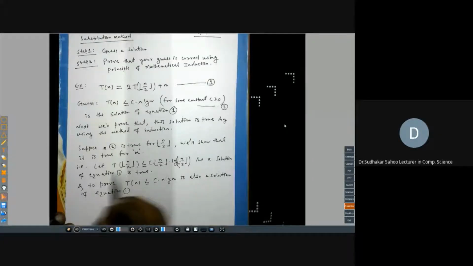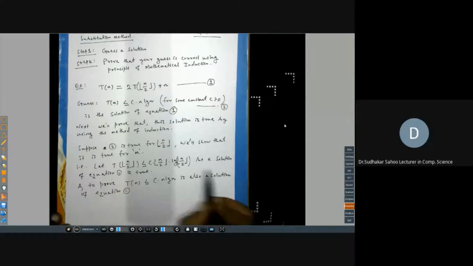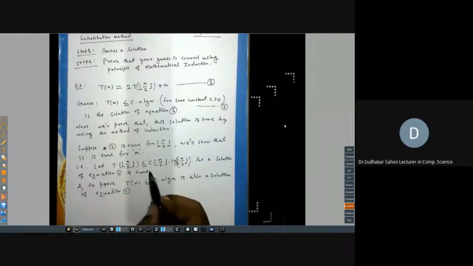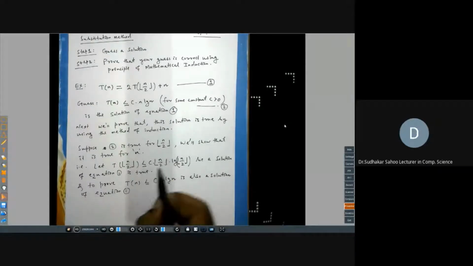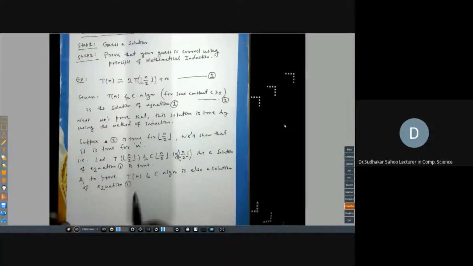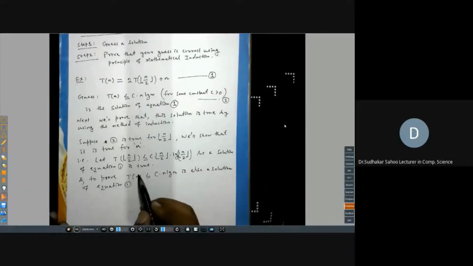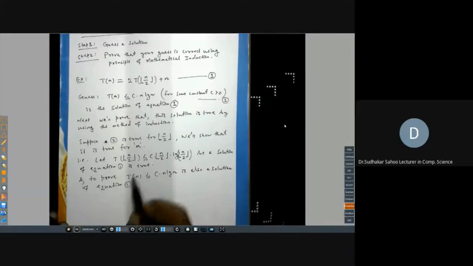So this part is your assumption for induction, principle of mathematical induction. You know, let T of n by 2 less than or equal to C n by 2 log n by 2 be a solution of equation 1 is true. You assume that it is true. So let it be true. Then your task is to prove, what you will prove? That yes, it is also valid for n.